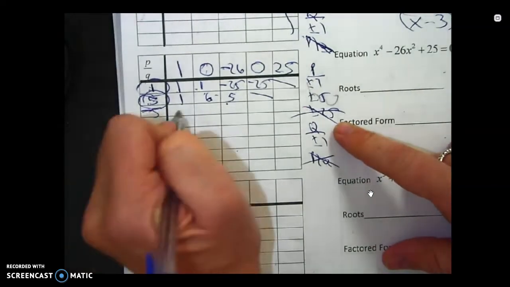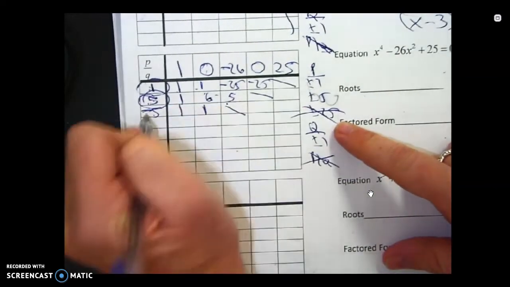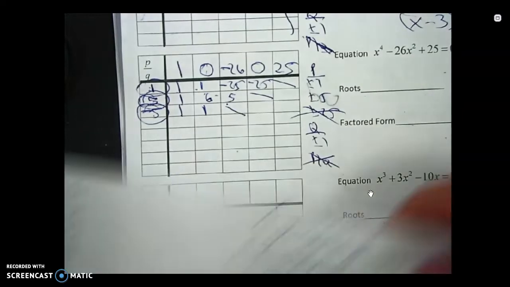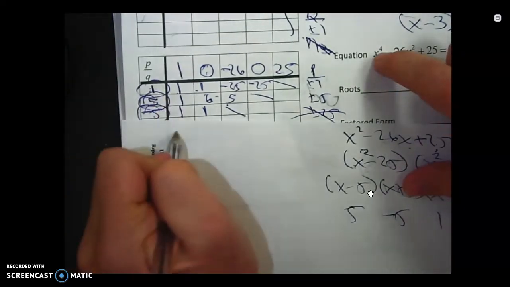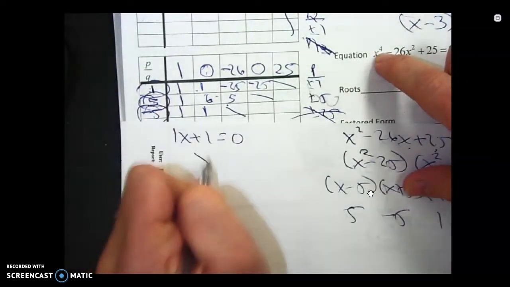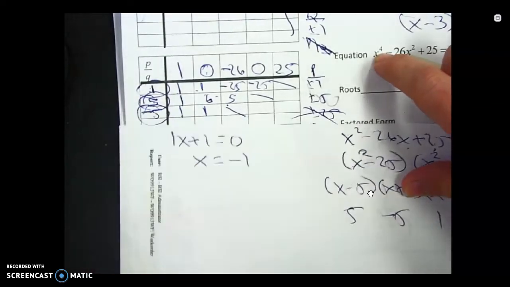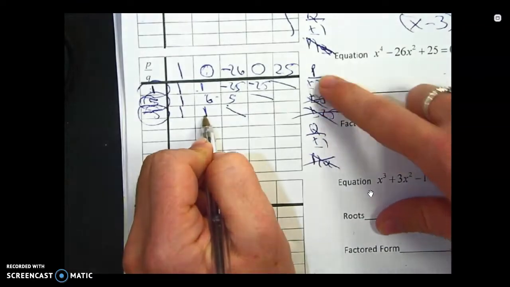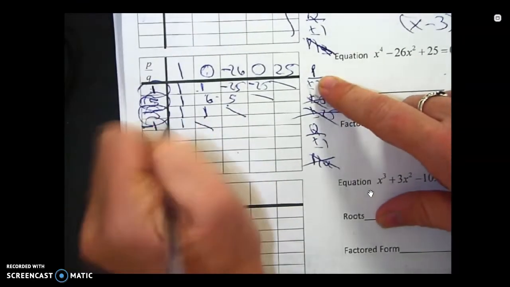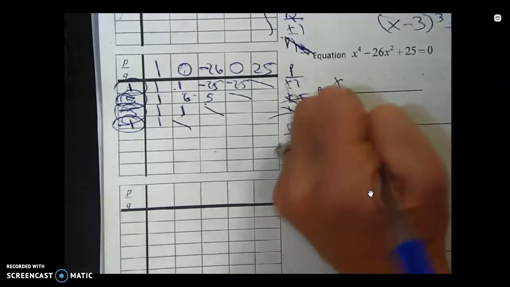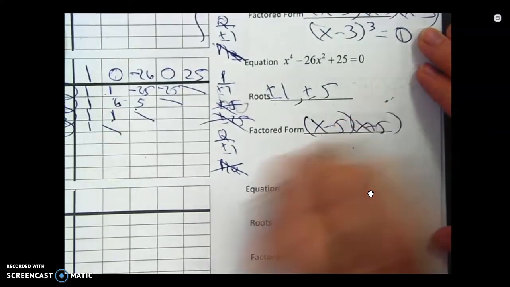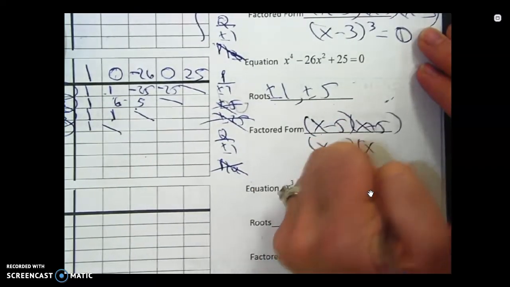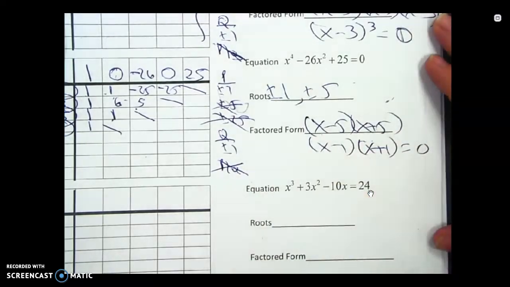So I'll try negative 5. Bring it down. This times this plus this. Oh my gosh, it worked. It's a miracle. If I have 4 and I found 3, I have 1 left. Set it equal to 0, negative 1. If you don't see that, you know that 5's out because the last number is 1. So I'll use negative 1. Oh my gosh, I had no idea. Plus or minus 1, plus or minus 5. Factored form: x minus 5, x plus 5, x minus 1, x plus 1 equals 0.